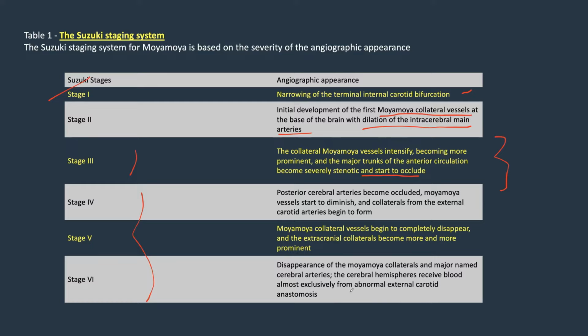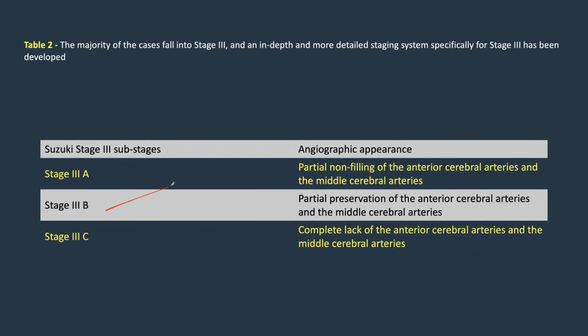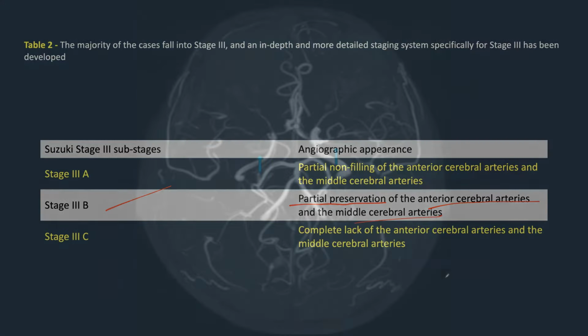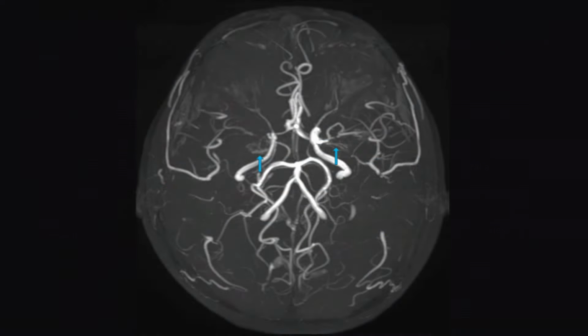In the later stages there will be abnormal external carotid anastomosis to the internal carotid, and the posterior circulation gets more affected in stage 4. As I said, our case fits into stage 3B, where there was partial preservation of both anterior and middle cerebral arteries. Thank you very much. Hope this video on Moya Moya syndrome or disease was useful for you.